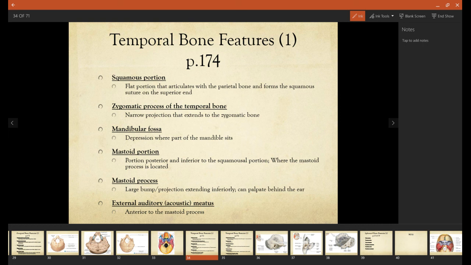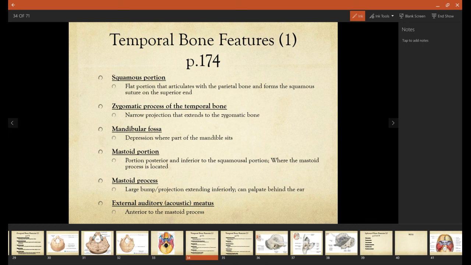Now we also saw a zygomatic process earlier on the frontal bone. So it's really important to make sure you're saying the zygomatic process of the specific bone. So in this case, it will be of the temporal bone. We also have the mandibular fossa, which is going to be just a shallow depression in the bone where the mandible is going to be able to articulate.